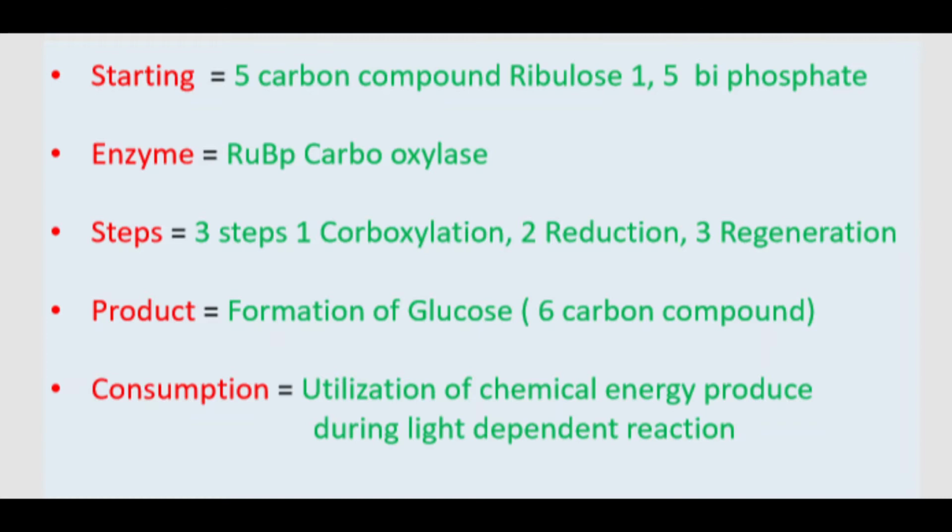The product formed during the C3 cycle is the glucose molecule, which is the most important. It is a 6-carbon compound, glucose C6H12O6. The cycle consumes chemical energy, as well as carbon dioxide from the atmosphere, inside the stroma. This chemical energy is produced inside the light dependent reaction, the light reaction.